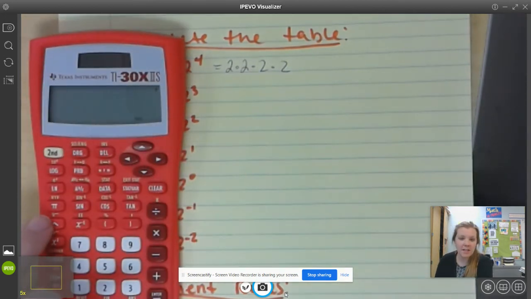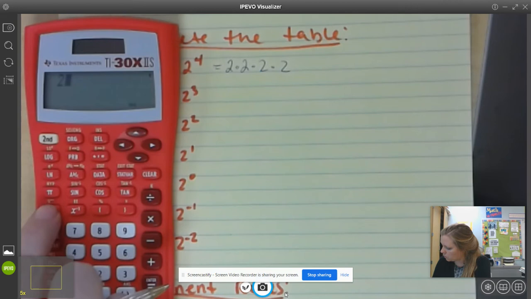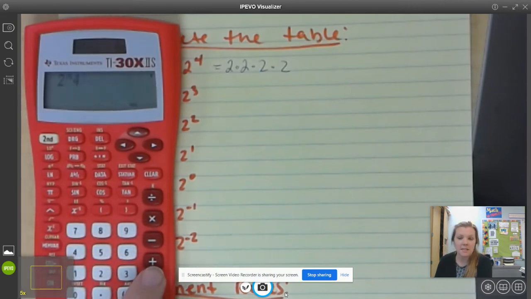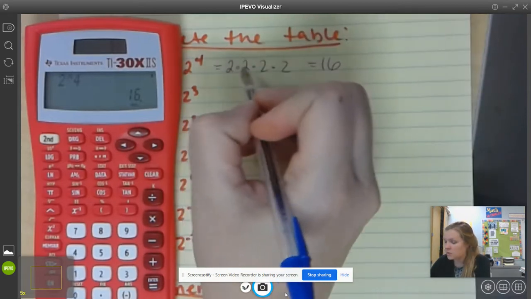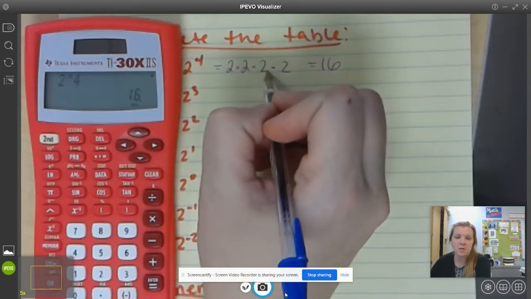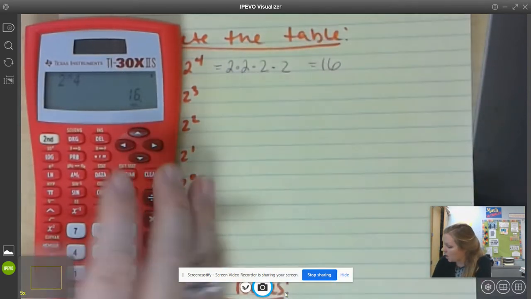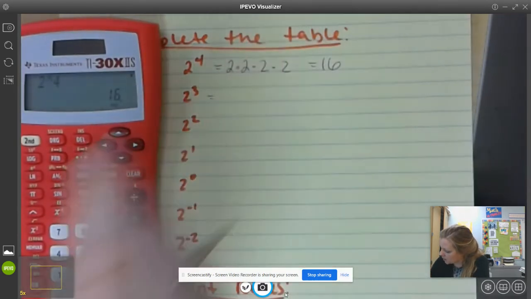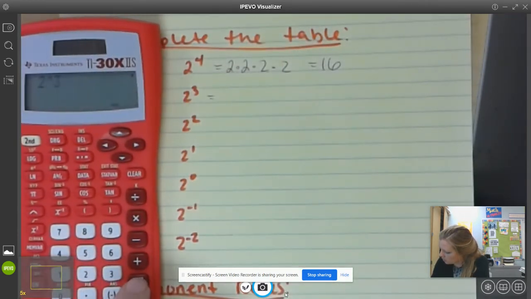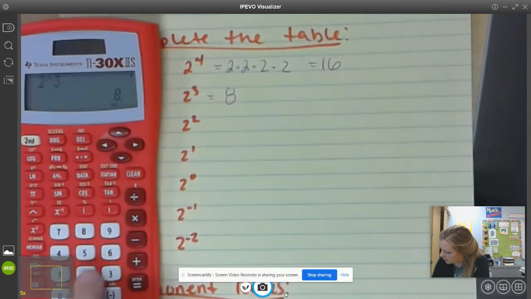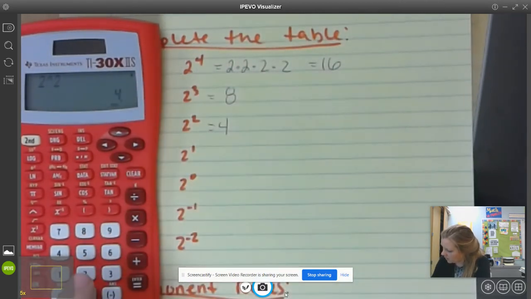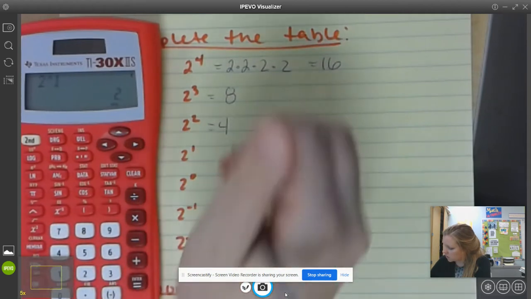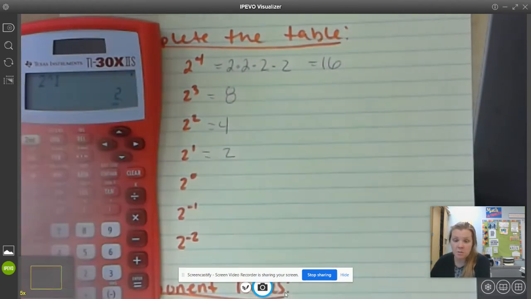Calculators have this little button that makes an exponent. So 2 raised to the 4th is 16, which makes sense. 2 times 2 is 4. 4 times 2 is 8. 8 times 2 is 16. Keeping on going, 2 raised to the 3rd means 8. 2 squared is 4. 2 to the 1st means 2 times nothing, just 2.